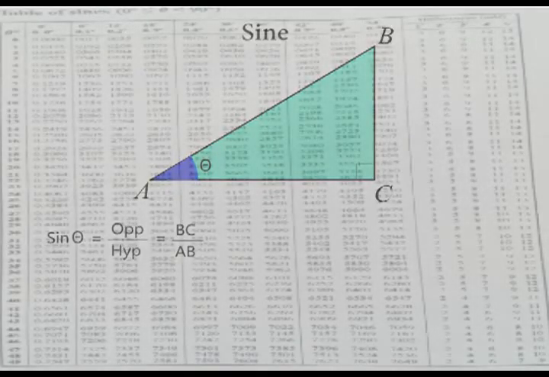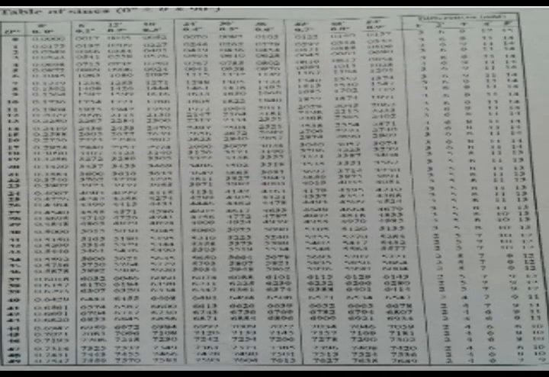Again, we have the tables of sines of angles between 0 and 90 degrees. The sines of angles increase from 0 to 1 as the angle increases. The sine of 0 degrees is 0 and that of 90 degrees is 1. The tables are read the same way as those of tangents.